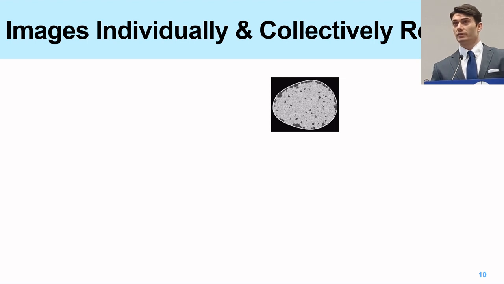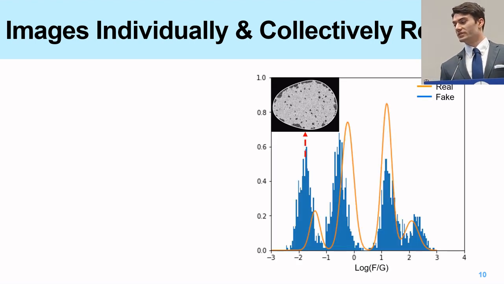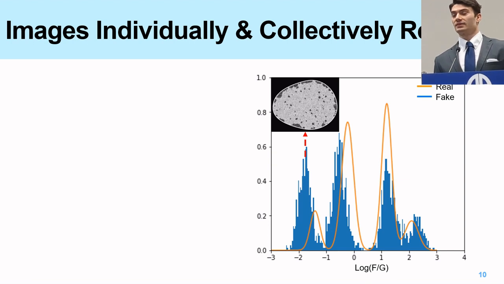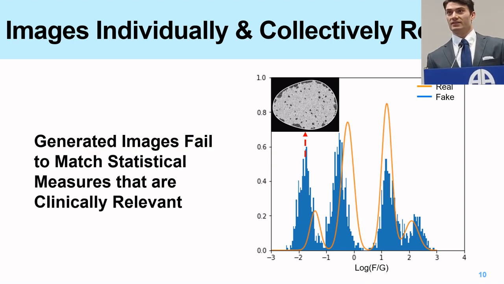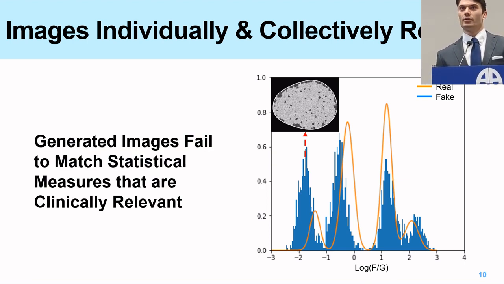However, if I showed you this, then you'd see a problem. You see that there is clearly a mismatch and a bias toward highly glandular samples in the fake as opposed to the real data. And this is a huge problem for downstream tasks, and it's not something you see unless you look at the overall distribution. This is not just something with our model; it has been seen in other ones. So left to their own devices, these generated images fail to match the clinically relevant statistical measures.